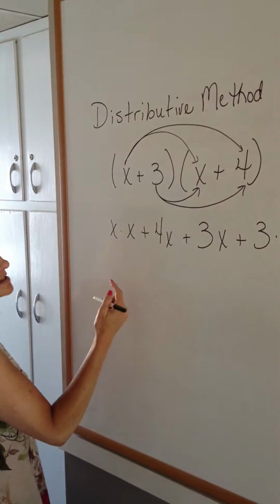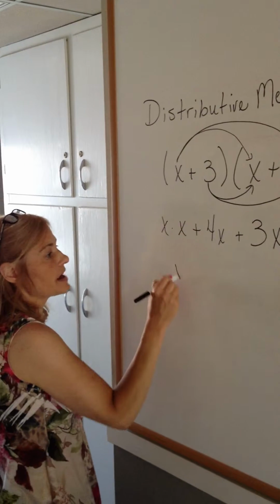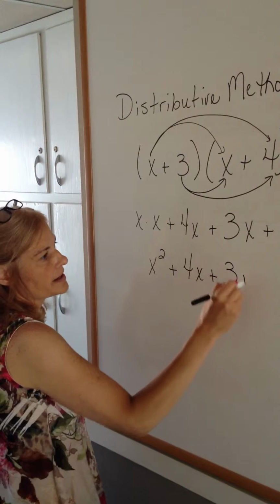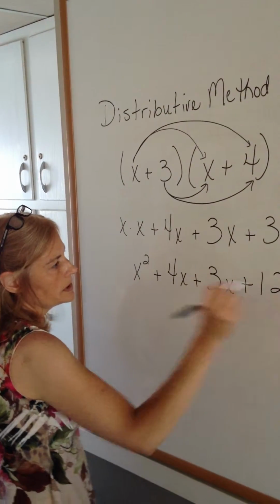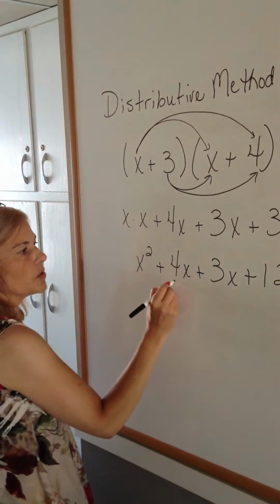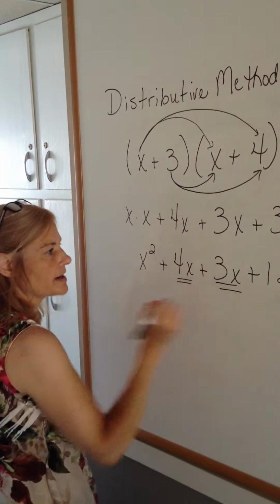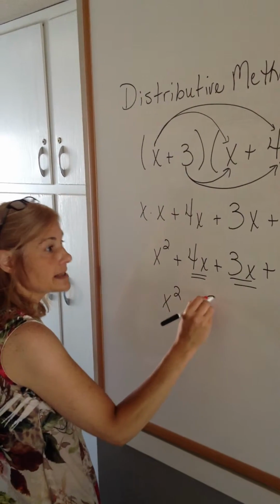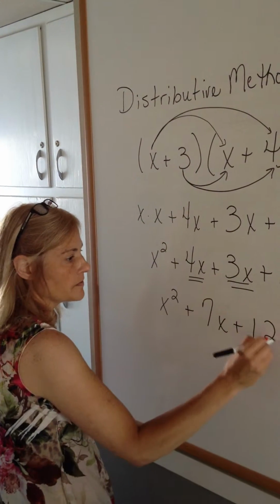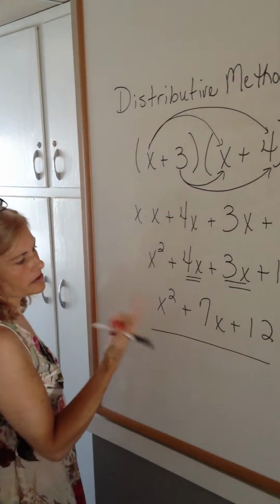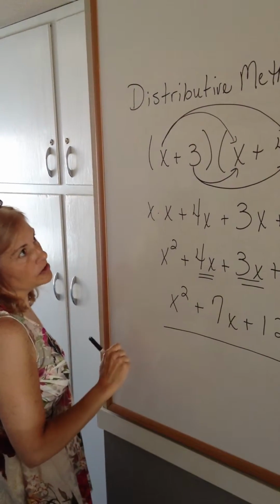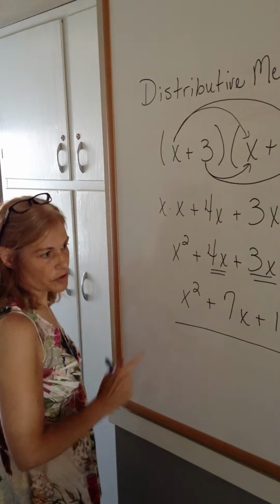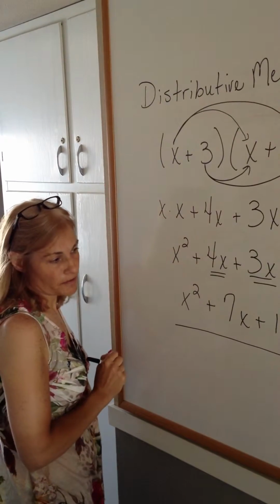So we come down to the next line, and we're going to have, well, x times x is x squared, plus 4x, plus 3x, plus 12. Now let's combine like terms. We know that the 4x and the 3x are like terms. So we combine them. x squared plus 7x plus 12. That's our final answer. That's our simplified final two binomials multiplied together, x squared plus 7x plus 12, using the first method, which was the distributive method.